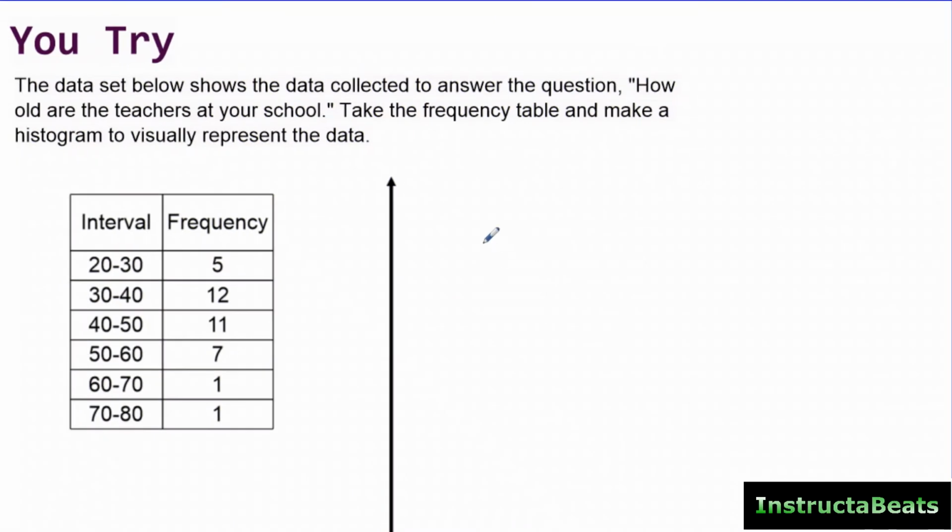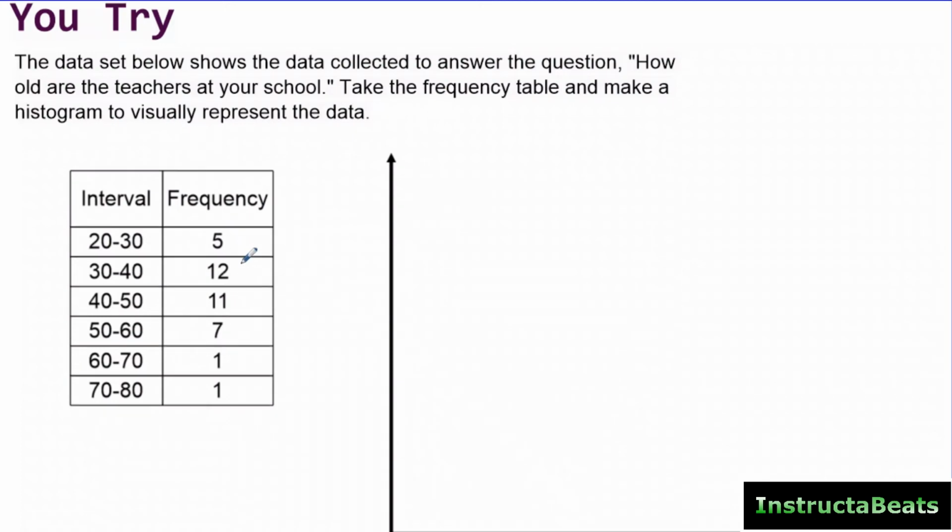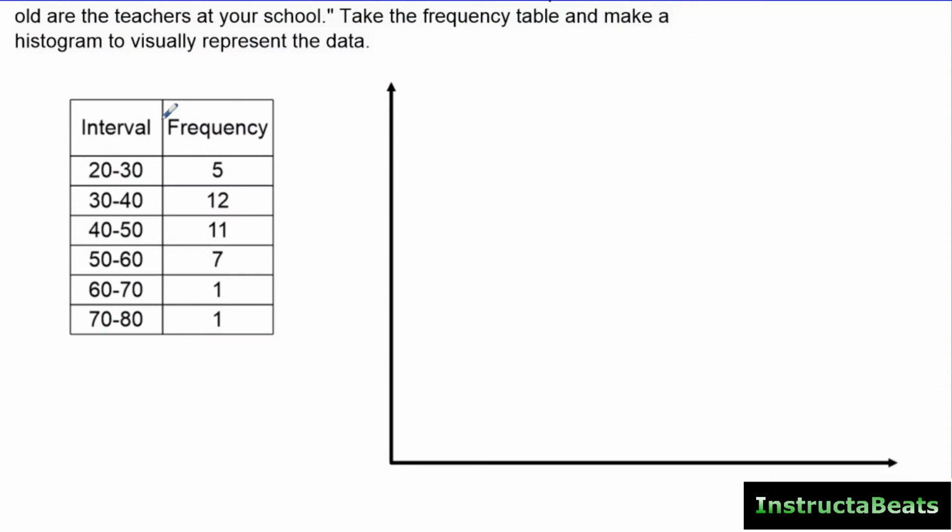Let's do a U-try problem. So here our U-try problem says the data below shows the data collected to answer the question, how old are the teachers at your school? Take the frequency table and make a histogram to visually represent the data. So here they gave you the intervals, or what we call bins, already.